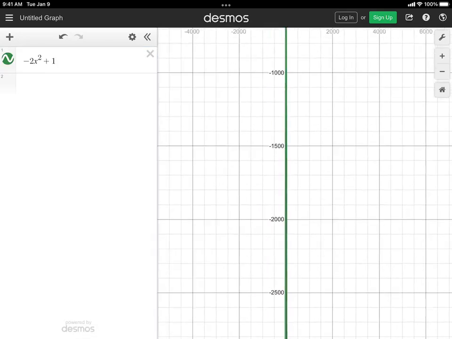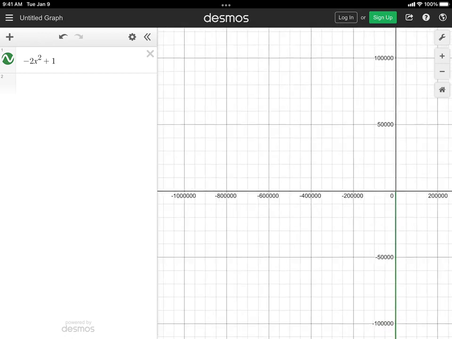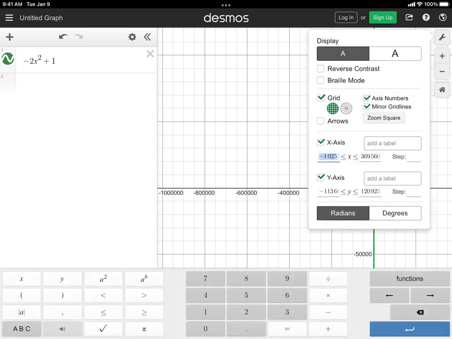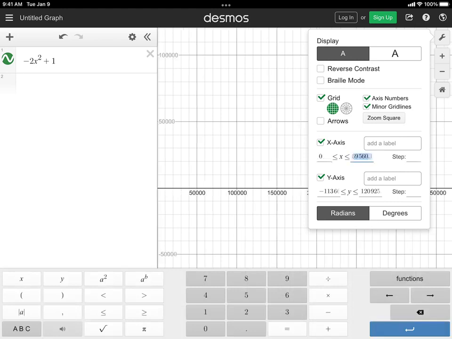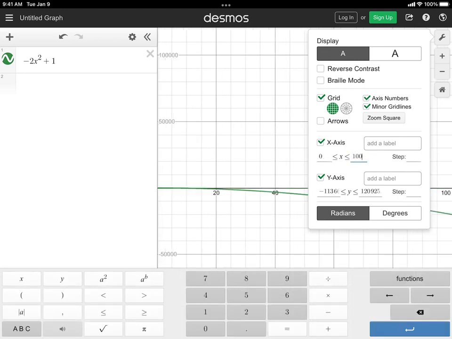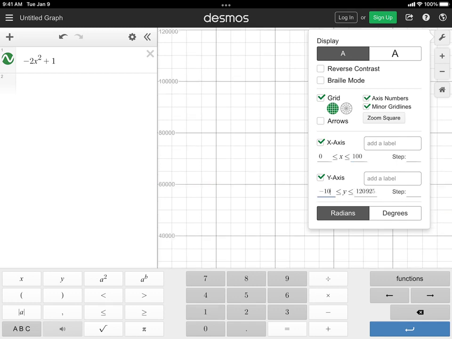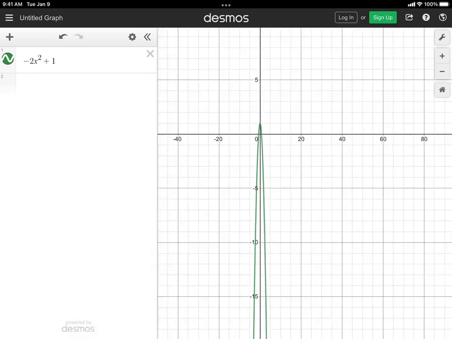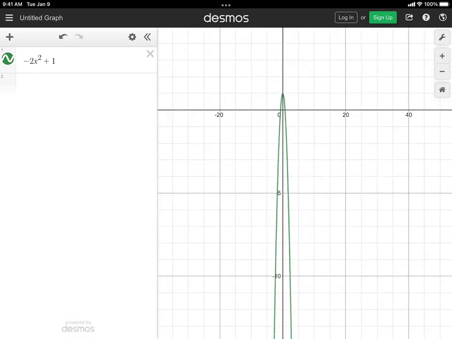And let's see if I can, I might have to close out because the window's kind of weird. Maybe I can just, so I'm clicking this wrench, and I'm going to adjust the x and the y values. I'm going to go from 0 to 100 for x, and from negative 10 to 10 for y, just to get a better picture here. And then I'm going to just sort of pan. Okay, so there it is.